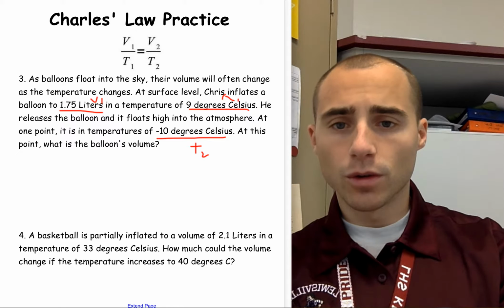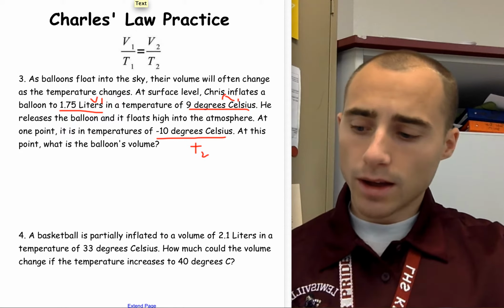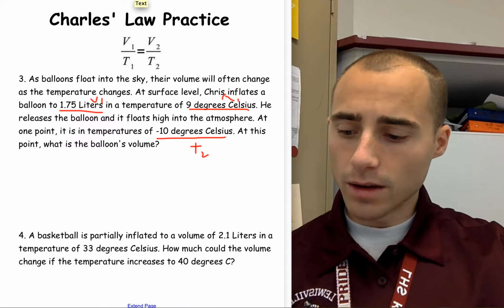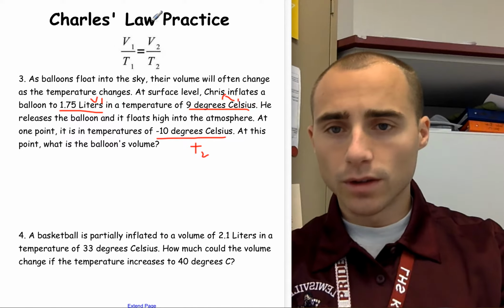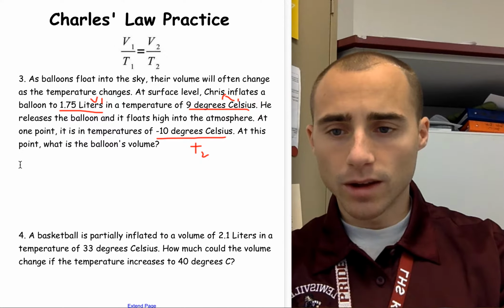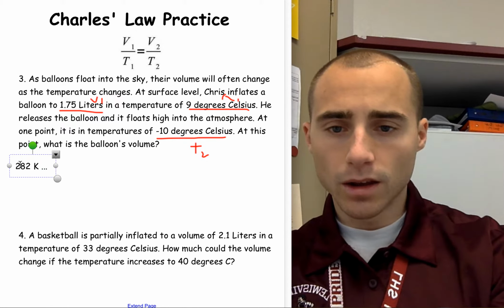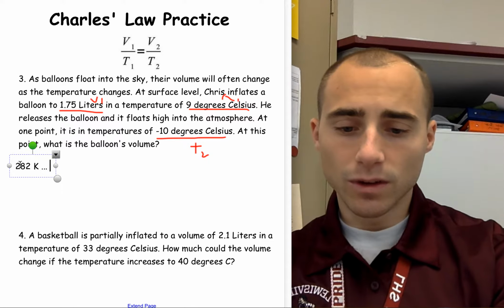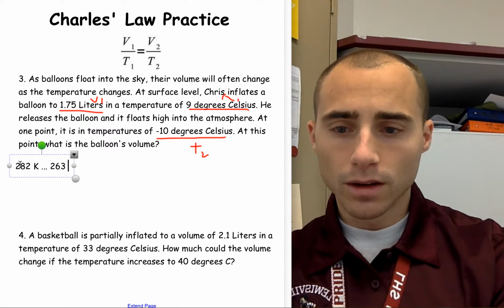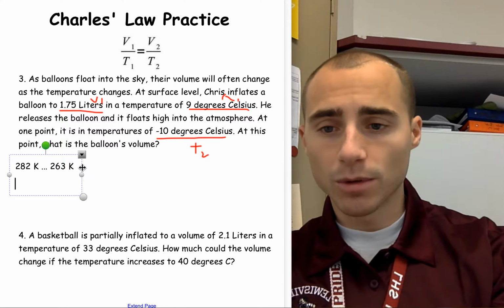So for your degrees Celsius into Kelvin, first you do 9 plus 273, and that gives you 282. So your T1 is 282 Kelvin. And then you have to do negative 10 plus 273, and so that is going to give you 263 Kelvin for your T2. So that's the first thing you should have done. Then you can go ahead and set up your ratio.